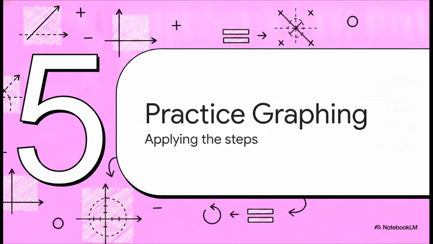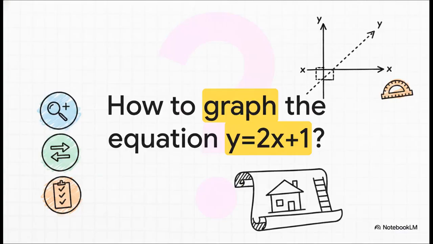Let's put this blueprint into action with section 5. Let's practice graphing. Imagine you're taking a test, and you get this exact equation. y = 2x + 1. Where in the world do you start? Well, we have our blueprint, y = mx + b, so let's match up the parts and follow those 3 steps.